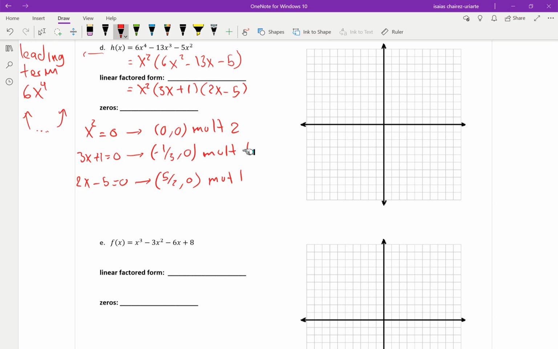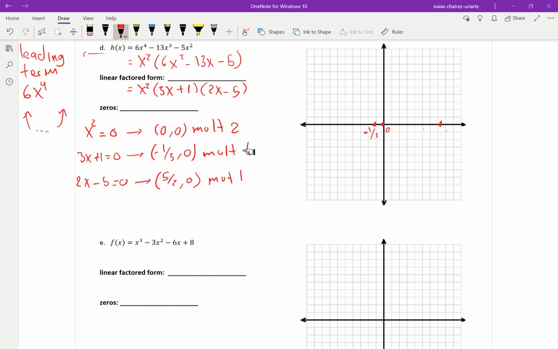Okay, let's see. I'm going to pretend that that is right there. That is 0, 0. I'm going to say negative 1/3, I'm going to put it right there. So that's supposed to be negative 1/3. That's supposed to be 0. And then 5/2, we'll put it somewhere over here. Actually, no. Let's put it even further out. So let's say that 5/2, we'll put it right there.